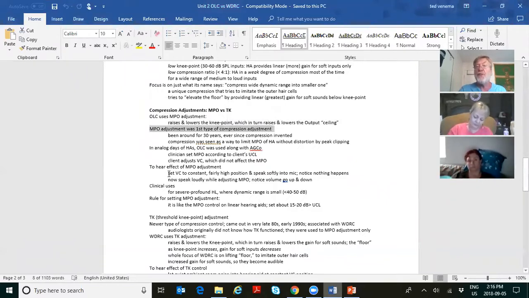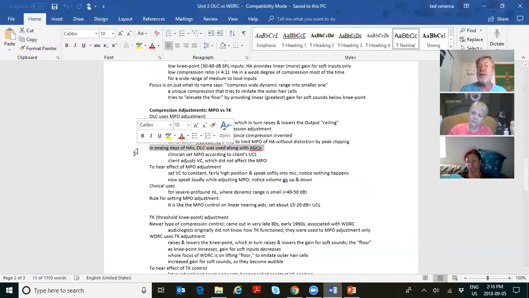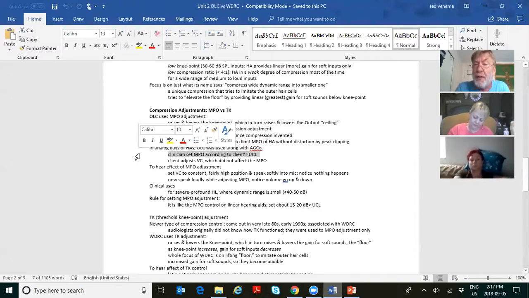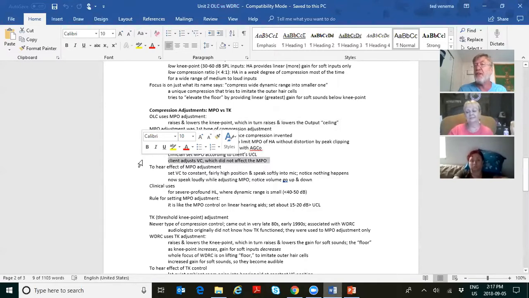MPO adjustment was the first type of compression adjustment. It's been around for over 30 years. Compression was seen as a way to limit the MPO without distortion by peak clipping. In analog days of hearing aids, output limiting was used mainly along with output compression. The clinician set the MPO according to the listener's UCL, and then the client could adjust the volume control till the cows came home, because that didn't change the MPO.